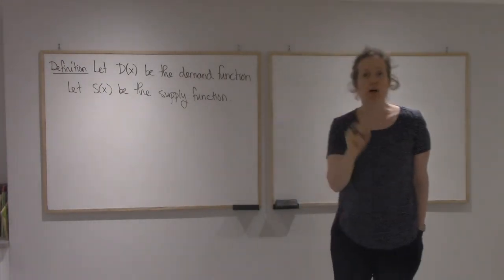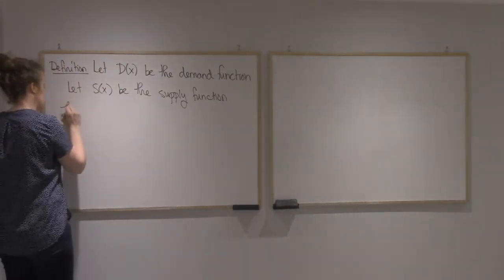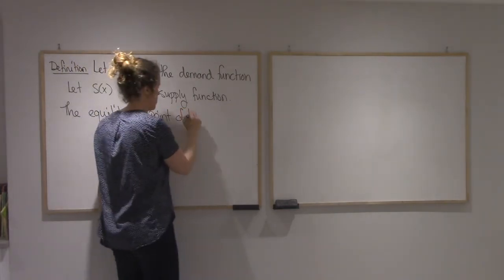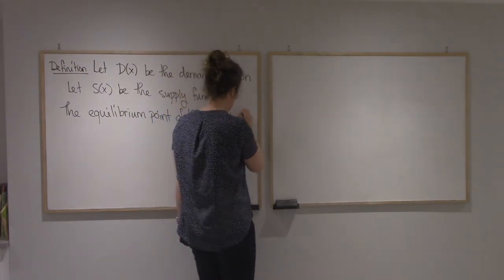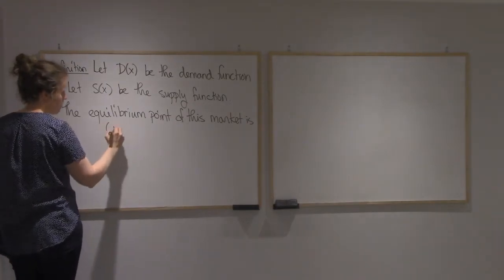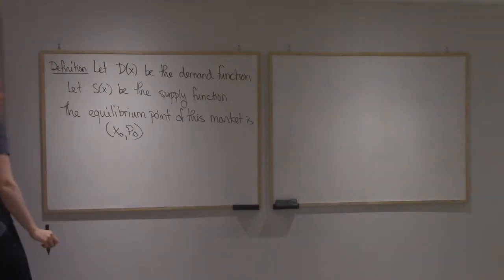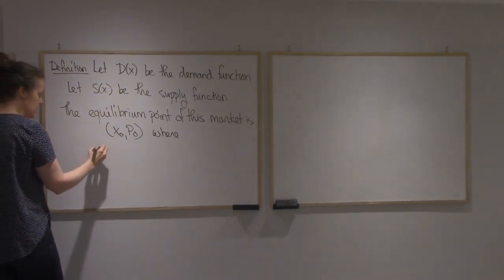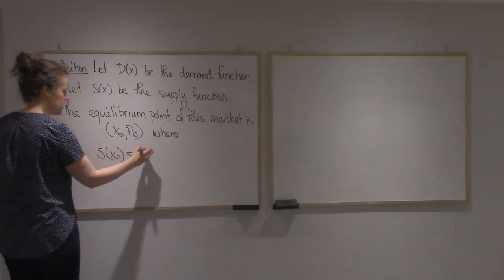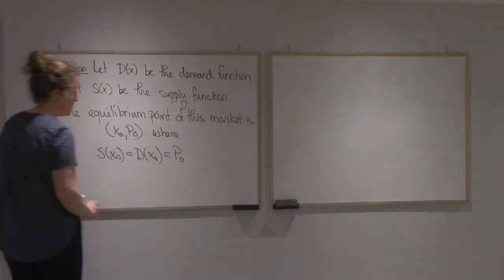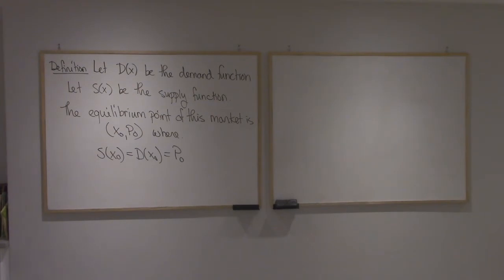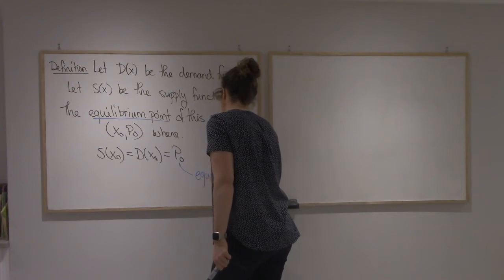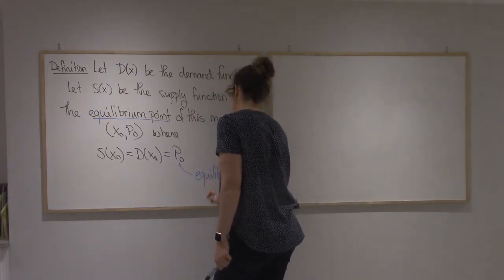The point at which these two curves meet is super important. It's called the equilibrium point. So I'm going to denote it by x0, p0. And I'm going to say that that's the intersection point of the two graphs. So that means S of x0 equals D of x0 equals p0. Equilibrium point, and I'm going to call this value the equilibrium price.